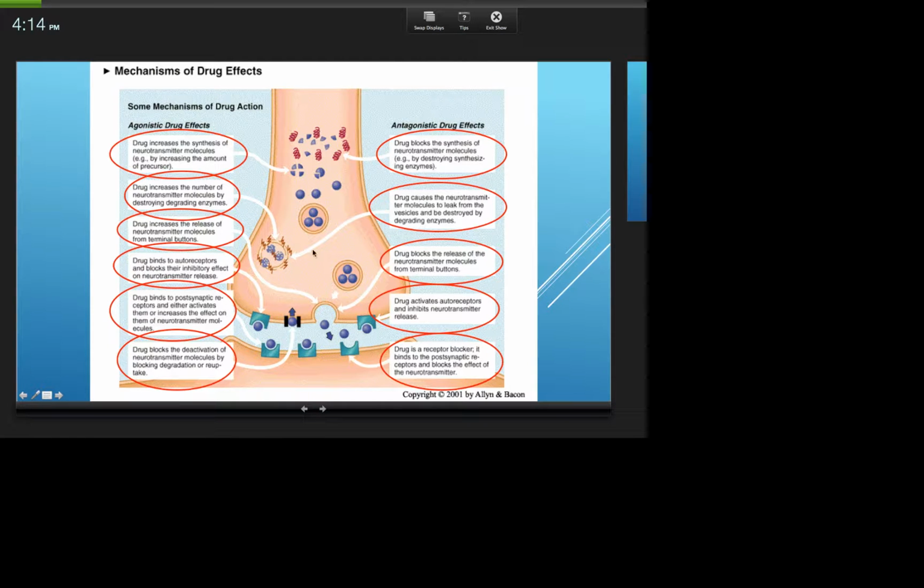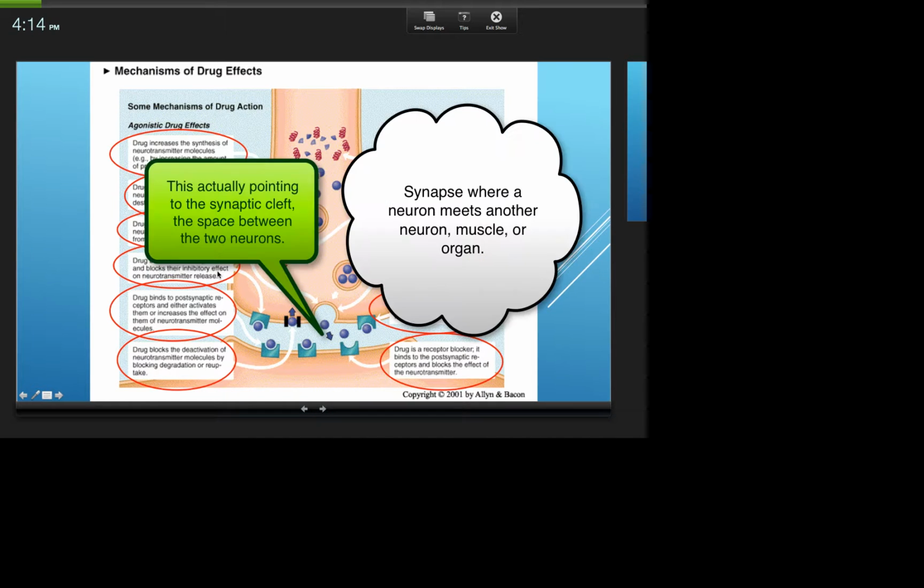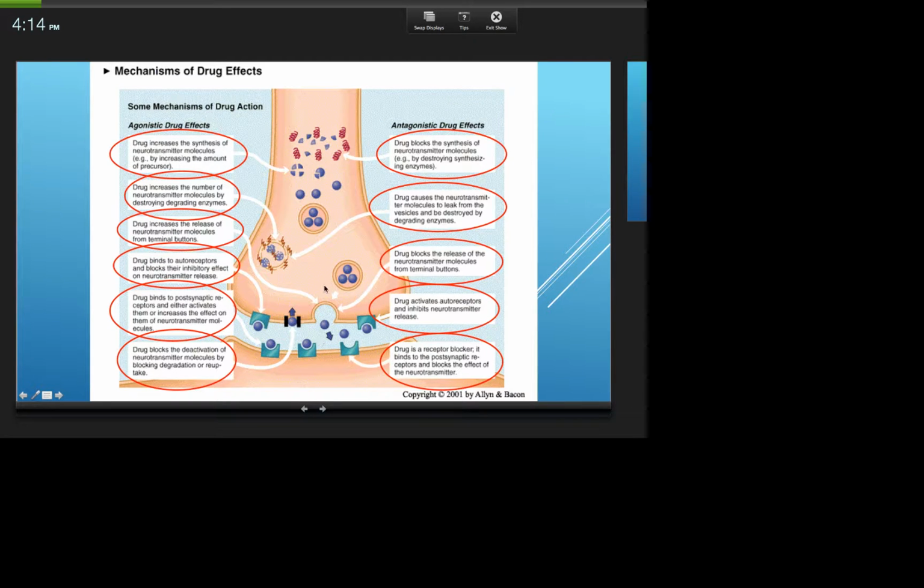Okay, so the first thing they go through is an agonist versus an antagonist. So before we do that, let's recap what we're looking at. This is a synapse. A synapse is a junction between two nerves. You can have a neuromuscular junction, where it would be a nerve and a muscle on the other side. But here it looks like we have two nerves. I can't really tell what the postsynaptic side is.